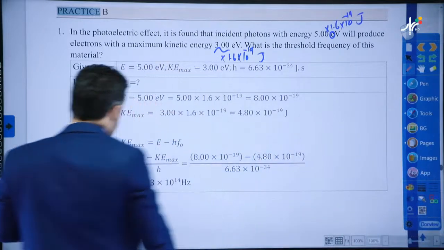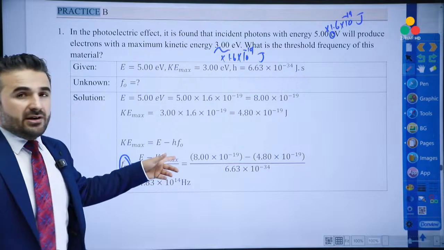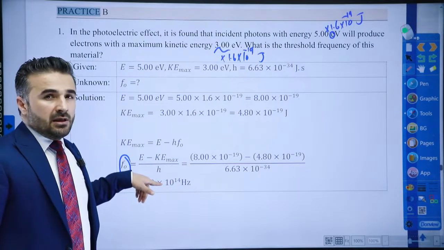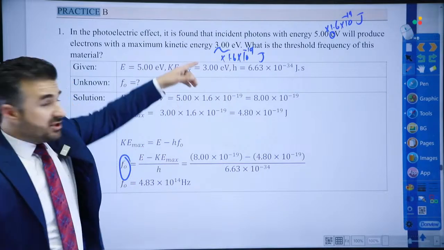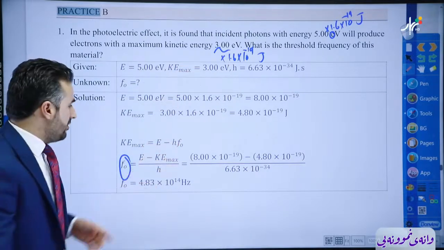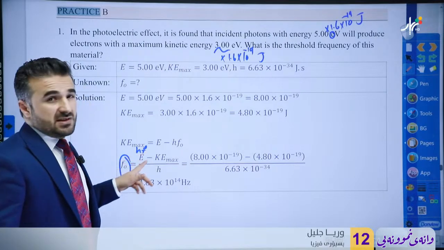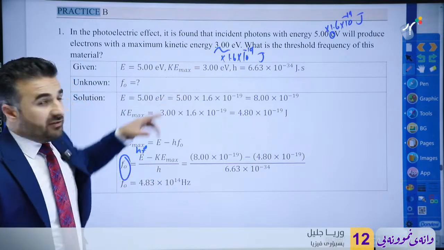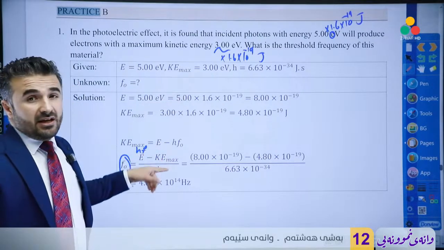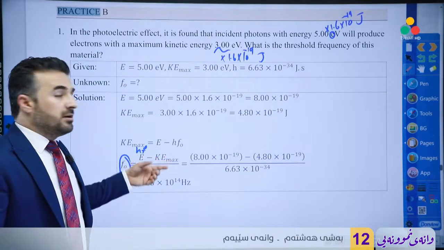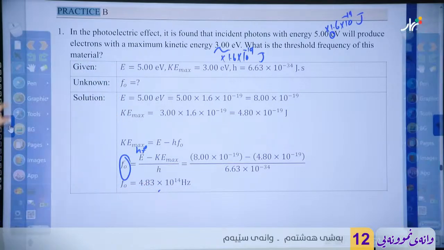We've done this one before, so it is the same procedure. You'll just say threshold frequency equals energy minus maximum kinetic energy, over the Planck's constant. The energy that we have is given right away, so you don't have to say h times the frequency of the incident photon. No need for this because the energy is already given, which is 5 electron volt, converted to joule. You'll write it here. Maximum kinetic energy converted to joule, write it here, and then divide by Planck's constant. Of course, you will find the threshold frequency here.